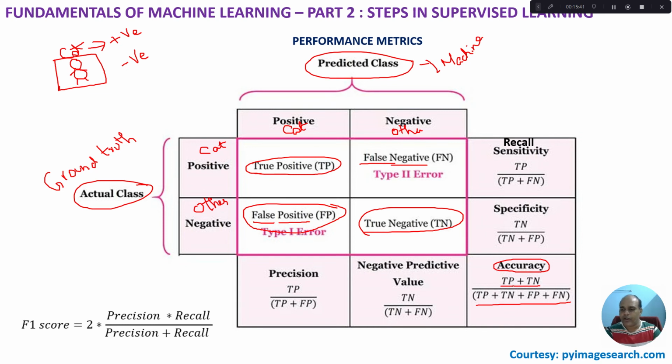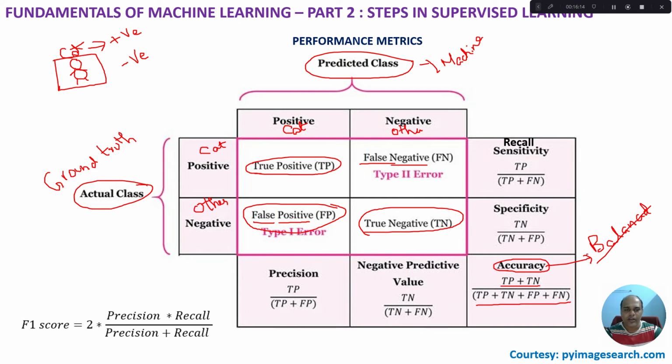So it depends upon true positive plus true negative divided by true positive plus true negative plus false positive plus false negative. One important thing to consider is that accuracy can be taken as a valid performance metric only if I have a balanced data set. What do you mean by a balanced data set? I should have almost equal numbers of data in each category.